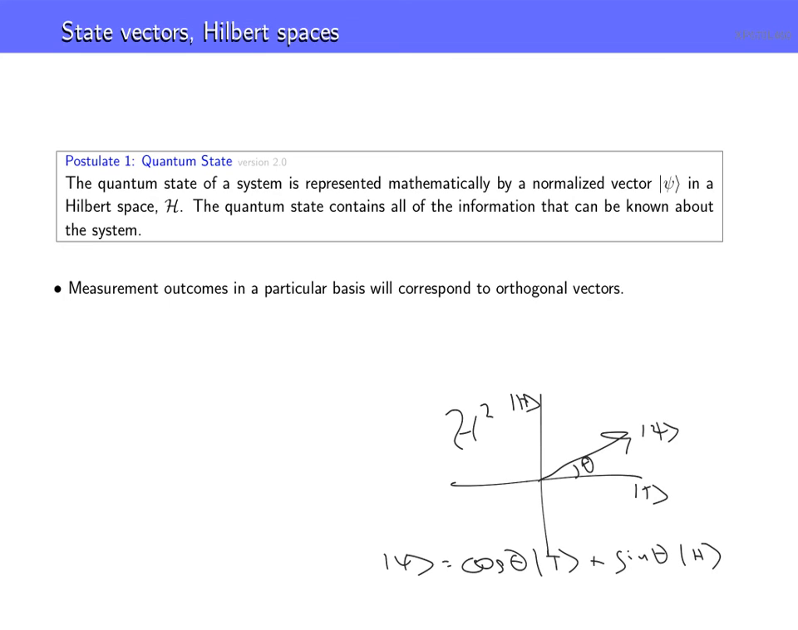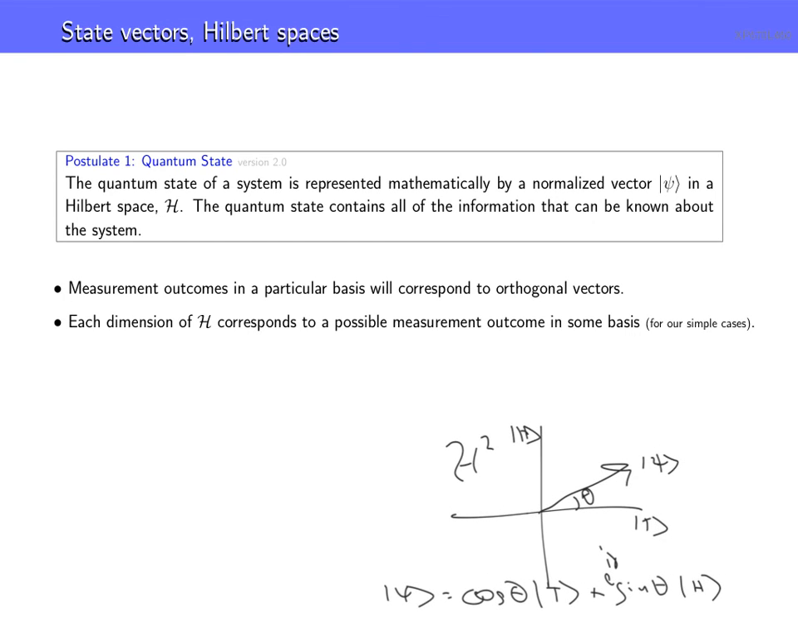So that's a representation of that vector. We'll go into later what the more general one is. If I need to stick in a little e to the i gamma, that's the most general one, but we'll come back to that later. But again, the point is, if you have mutually exclusive outcomes, then those correspond to orthogonal directions, essentially. We say this in a simplistic way: each dimension of the Hilbert space corresponds to a possible measurement outcome in some basis. You choose your basis, and those dimensions correspond to outcomes. And this is for simple cases. We won't get into any more complex scenarios for that.